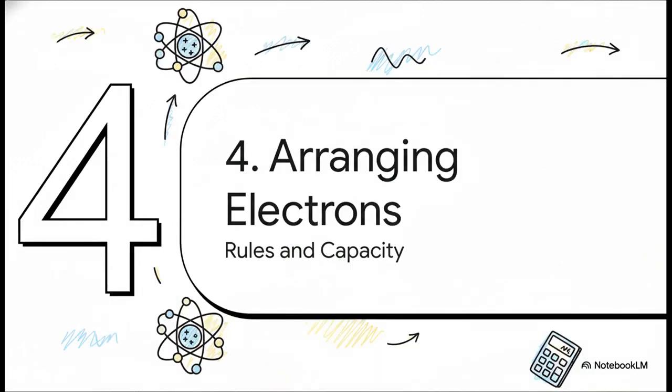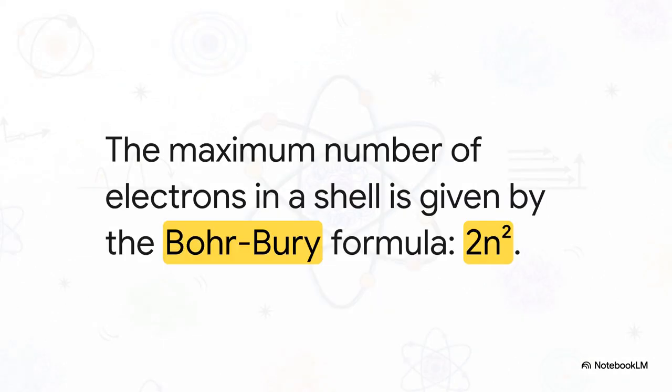So, now that we have a stable atom with these energy shells, the next practical question is, how do we fill them up with electrons? This is very important, especially for solving numerical questions in your exam. There's a very simple formula to figure out the maximum number of electrons a shell can hold. It's given by 2n squared, where n is the shell number.